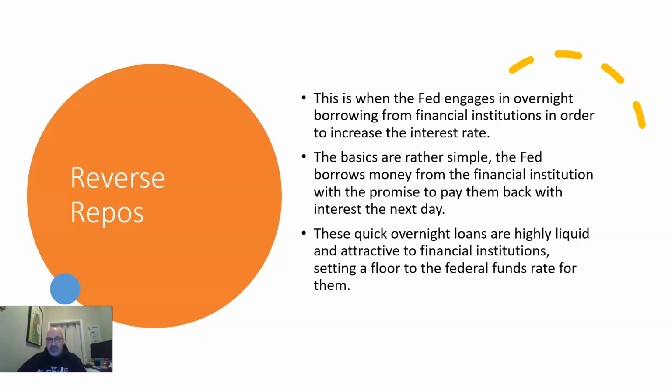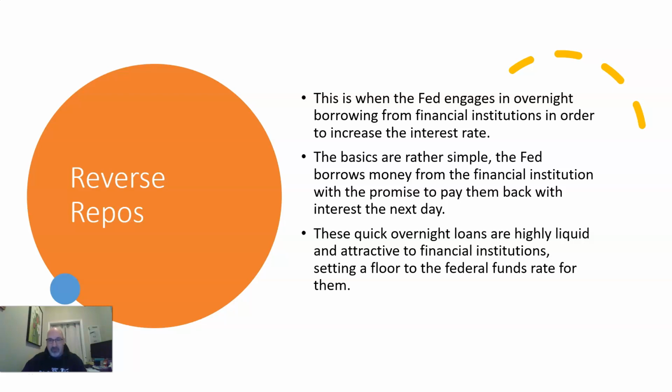So that leads us to reverse repos. That's when the Fed engages in overnight borrowing from those financial institutions. Repos are basically when banks borrow overnight from the Fed. Reverse repos is when the Fed's borrowing from the institutions. So the basics are really simple. The Fed's borrowing money overnight from the institutions. It is backed by securities with the promise to pay them back with interest the very next day.